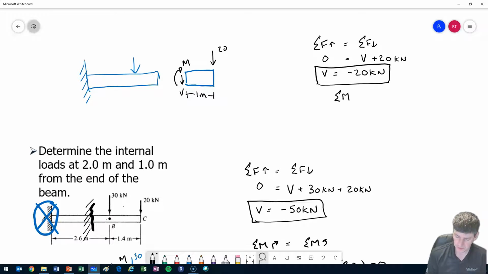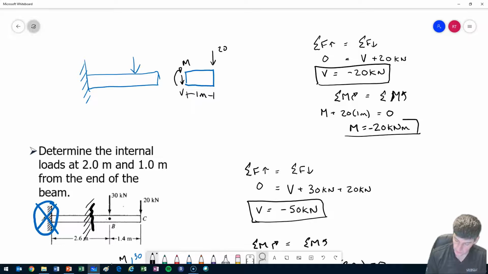My sum of moments is going to be equal to, sum of moments. So going in that direction, I have an M plus 20 at 1 meter is equal to 0. My M is equal to negative 20 kilonewton meters.